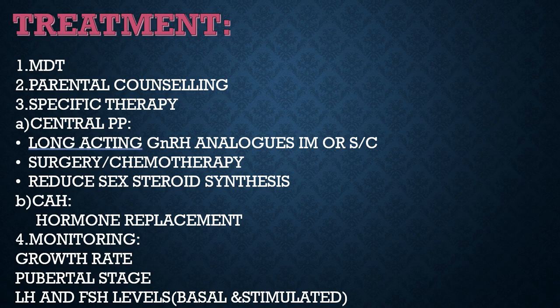Treatment: multidisciplinary approach, parental counseling, and specific therapy. If it is central precocious puberty, then the treatment will be long-acting gonadotropin releasing hormone analogs, surgery, chemotherapy, and we have to reduce the sex steroid synthesis. And then you have to monitor it. How will you monitor it? You will monitor the growth rate, the pubertal stage, LH and FSH levels.